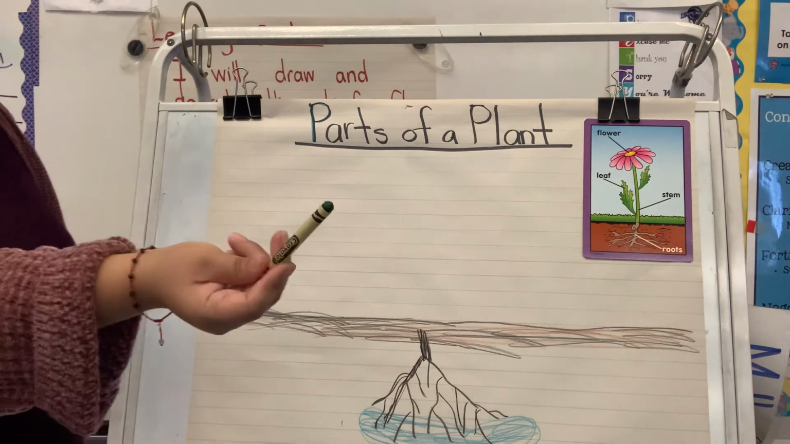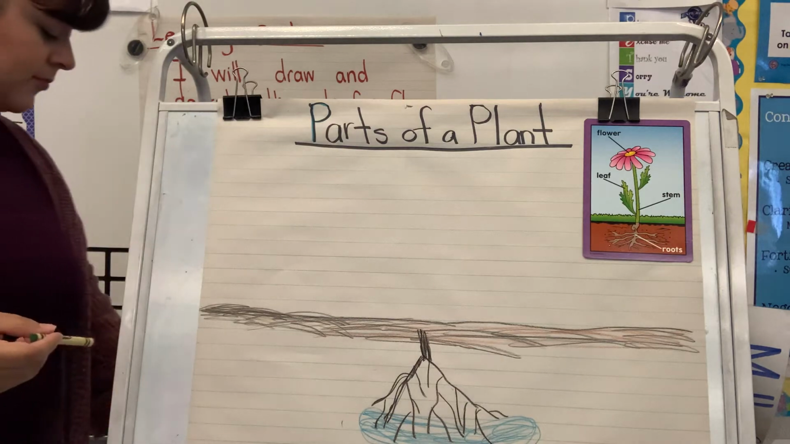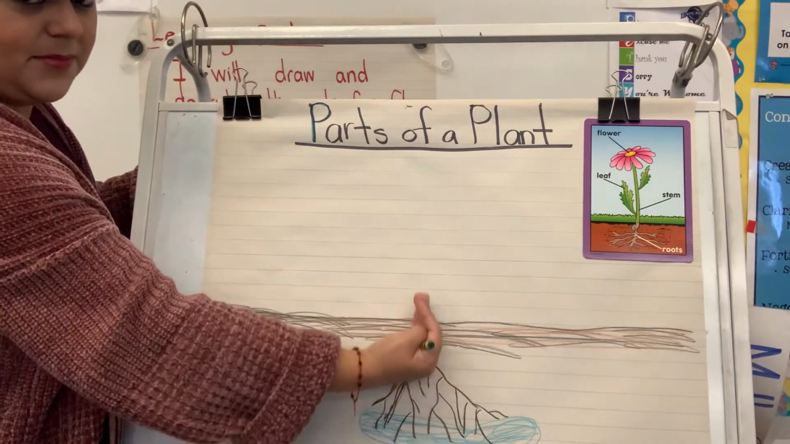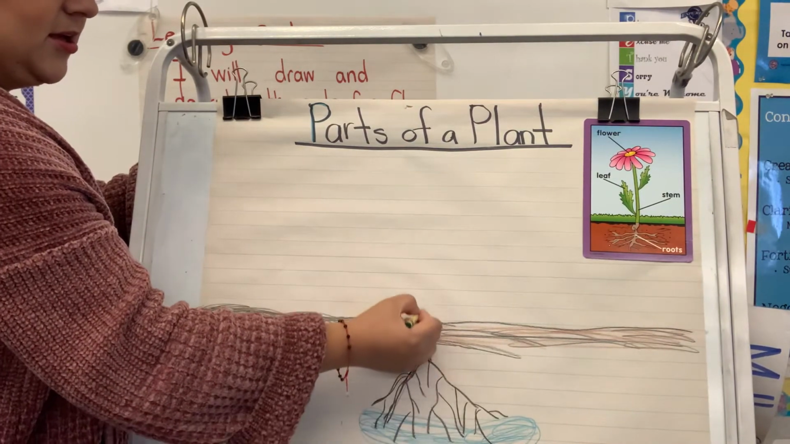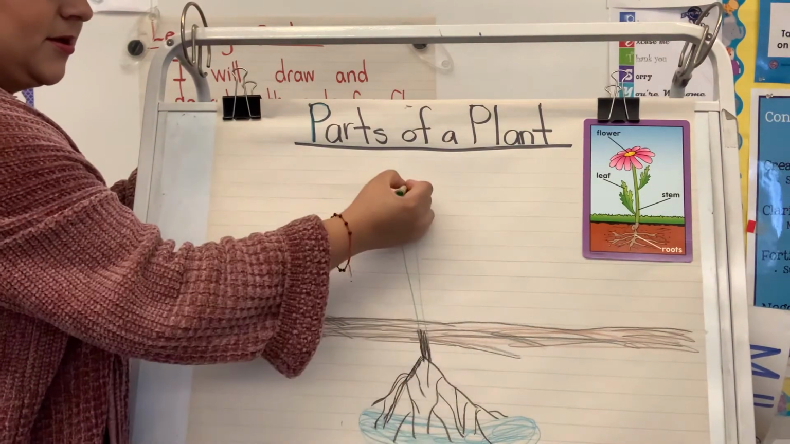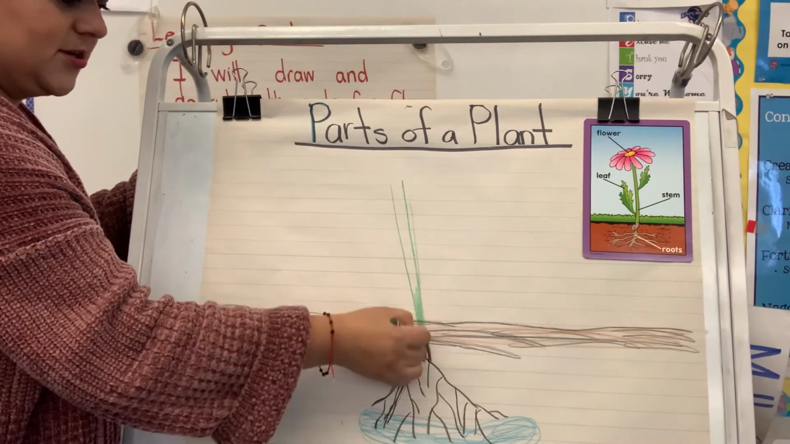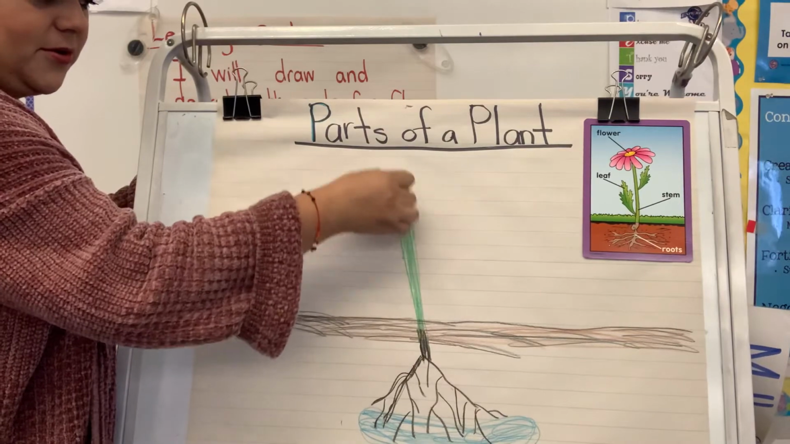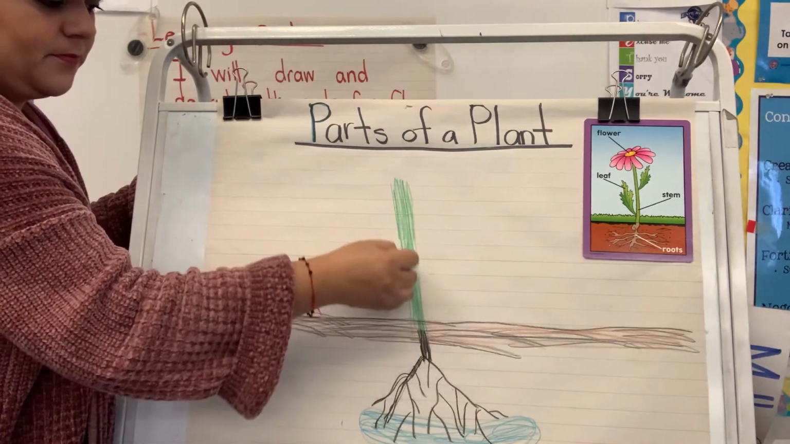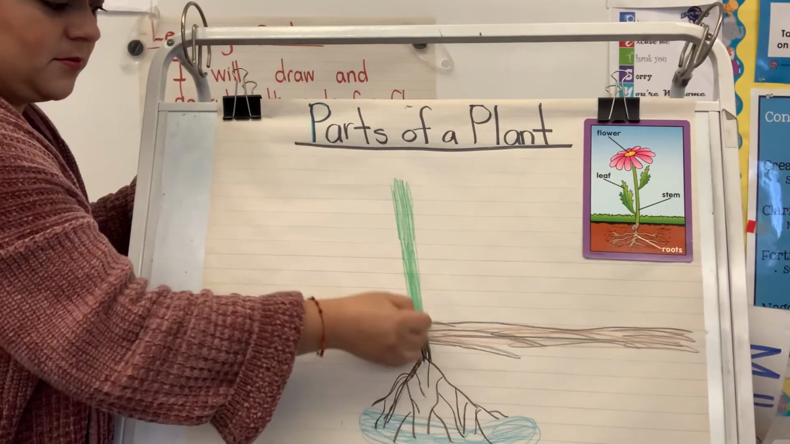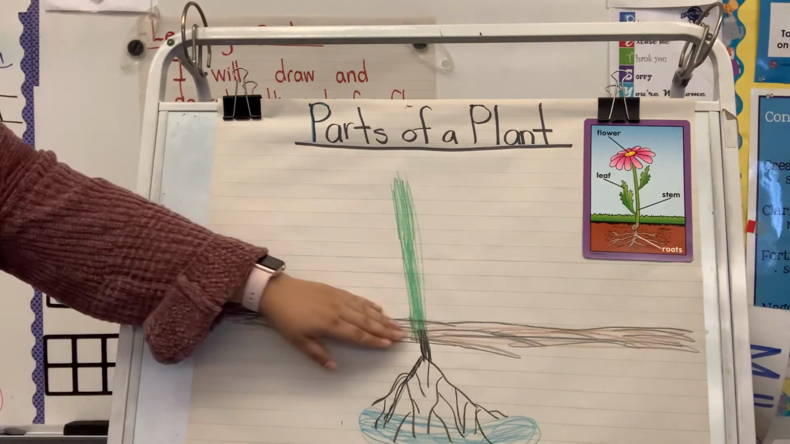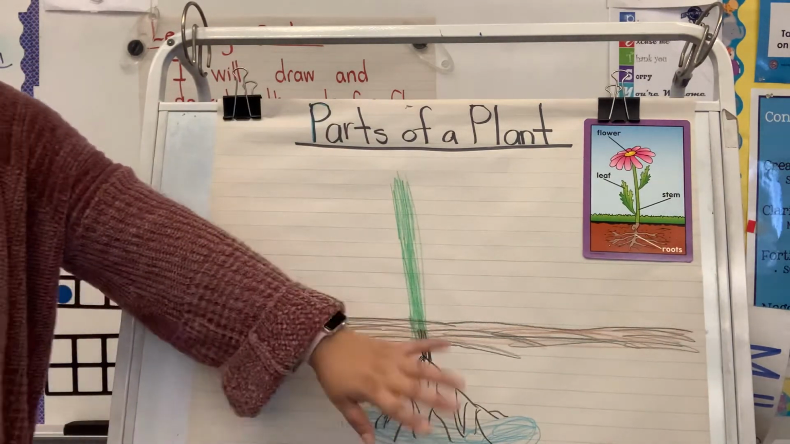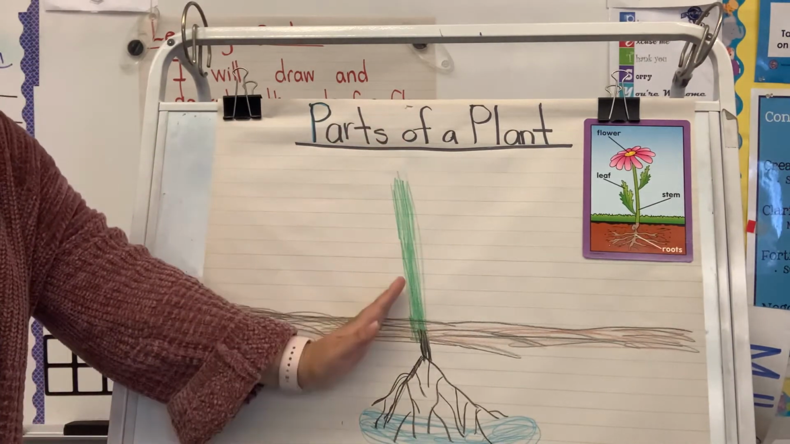Okay, next we're gonna need a green crayon. Okay, so say roots. Attached to the roots, a stem starts growing. A stem. So that is attached to the roots. And we can see it when it's coming up from the soil. Stem. Okay, so let's say that again. Roots, they look like fingers, right? Roots, stem.